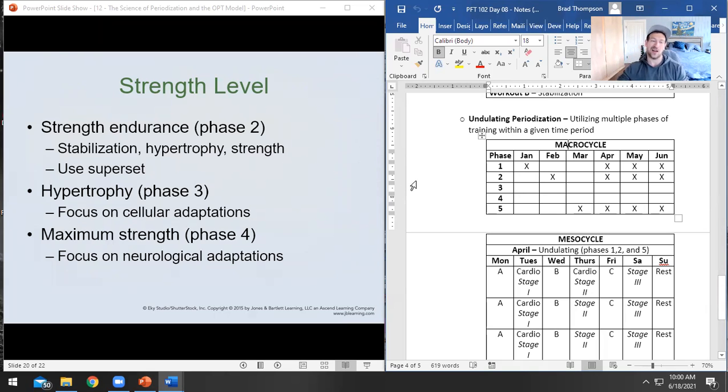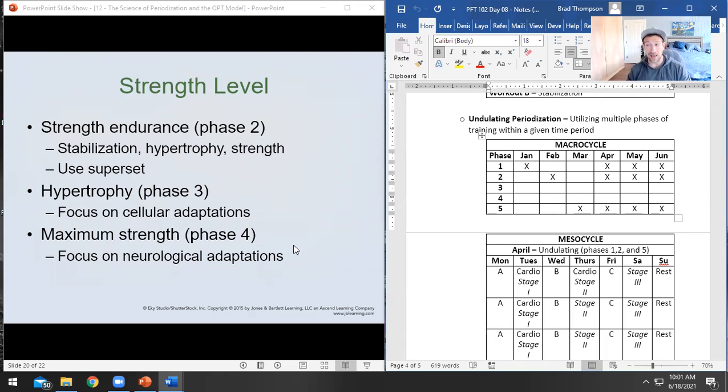Hypertrophy clients, we're all about cellular adaptations. We're just trying to make the muscles as big as possible. How do I make it harder? Make it heavier. And maybe try to do more reps. Like you're really just trying to create as much damage as possible. That's what's going to blow those muscles up.